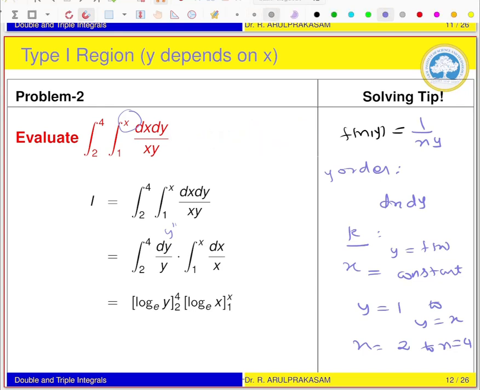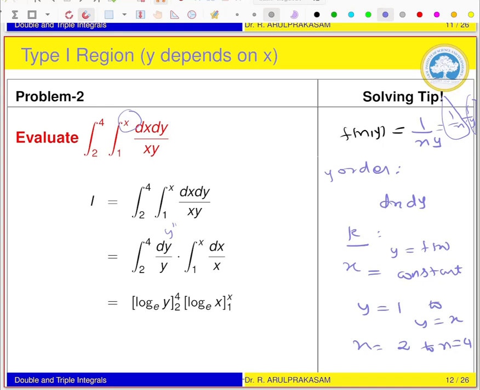So it is a special case problem I consider here, because the function f of x comma y is nothing but 1 by x into y. I can segregate it into 1 by x times 1 by y. It is f of x form, and it is f of y form. That's why here y form, here x form. Look at the x limit and y limit. What is the inner integral limit? 1 to x. Here 2 to 4.